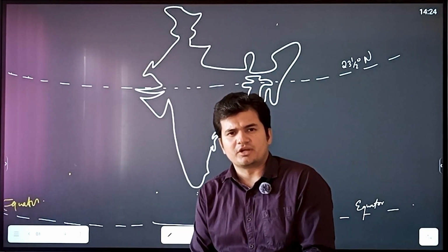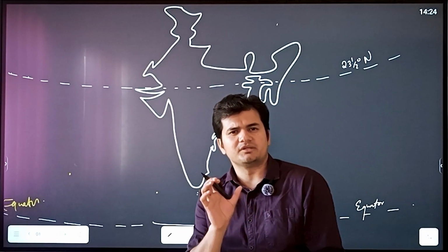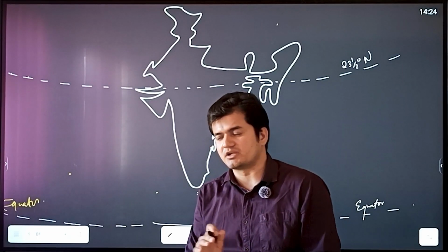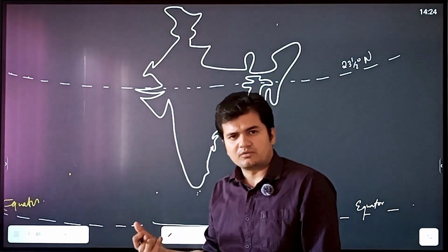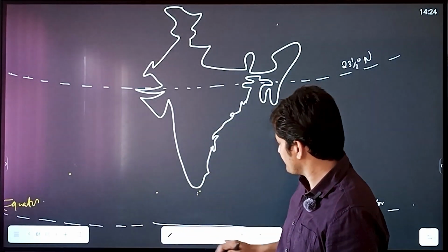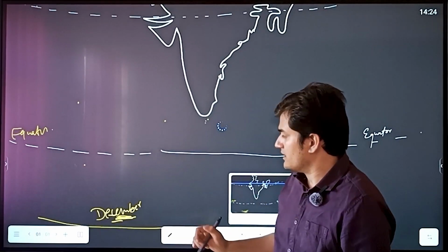To understand the monsoon, we have to understand the meaning of this word monsoon. So monsoon basically means the seasonal reversal of winds which bring rainfall to the Indian subcontinent. So how did this happen? The primary reason behind the monsoon is the apparent movement of the sun.